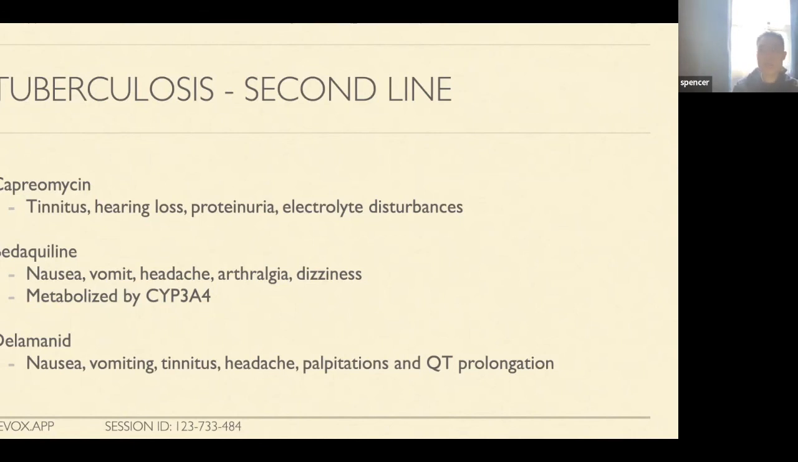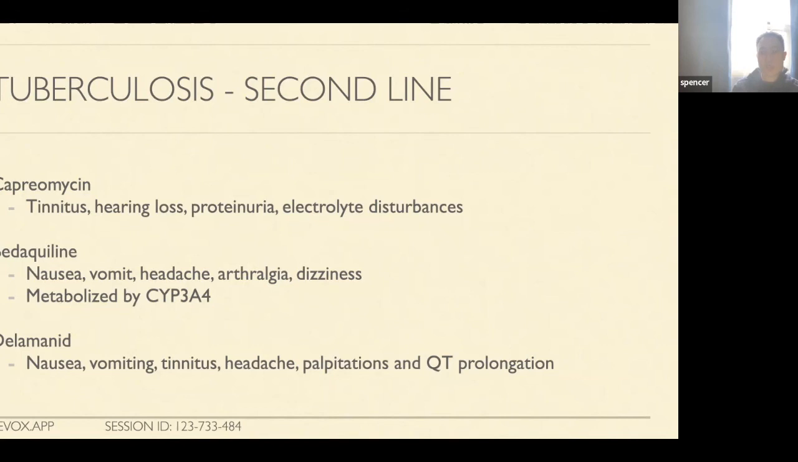Bedaquiline is a diarylquinoline. It inhibits mycobacterial ATP synthase. It can cause nausea, vomiting, headache, arthralgia, dizziness, QT prolongation. You should just be careful with patients that are taking other medications that work on CYP3A4, specifically some antiretrovirals like efavirenz. This medication, again, there weren't any overdoses described.